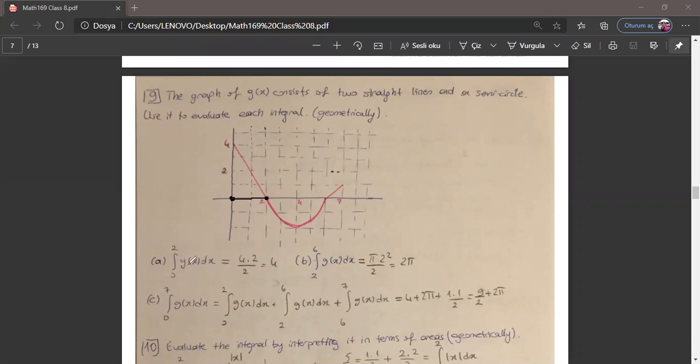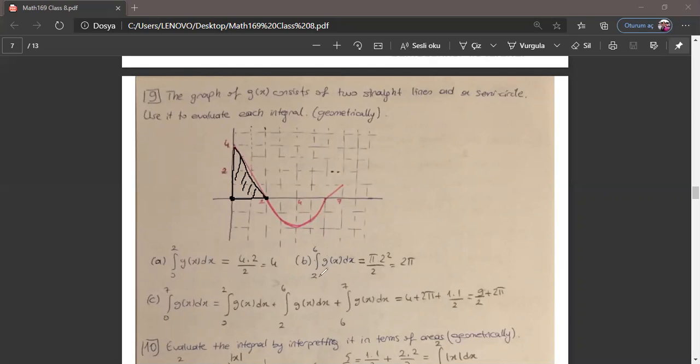So it means the area below the graph. So we need to compute the area below the graph of G. So we need to compute the area of this triangle. It's, you know, from high school or, I don't know, primary school. So 4 times 2 over 2, you get 4.